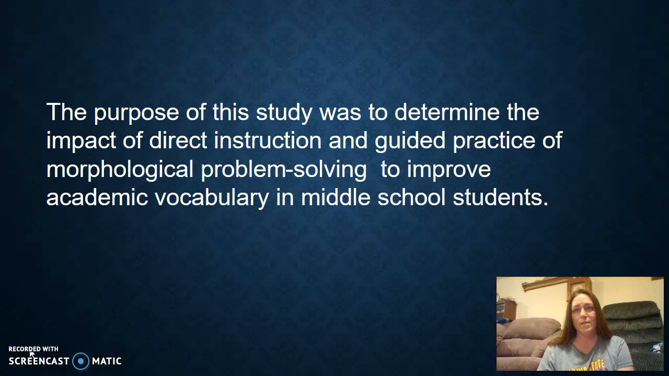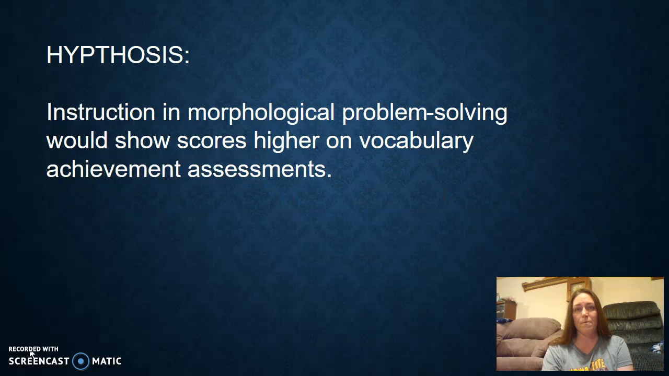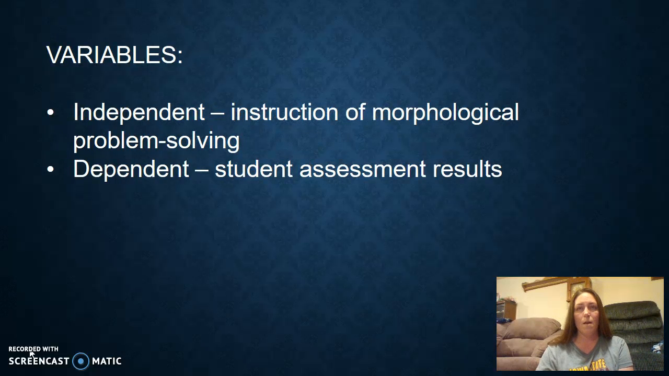The purpose of this study was to determine the impact of direct instruction and guided practice of morphological problem solving to improve academic vocabulary in middle school students. My hypothesis was that students that receive instruction in morphological problem solving would show scores higher on vocabulary achievement assessments. My independent variable was the instruction of morphological problem solving, and the dependent variable was the student assessment result.